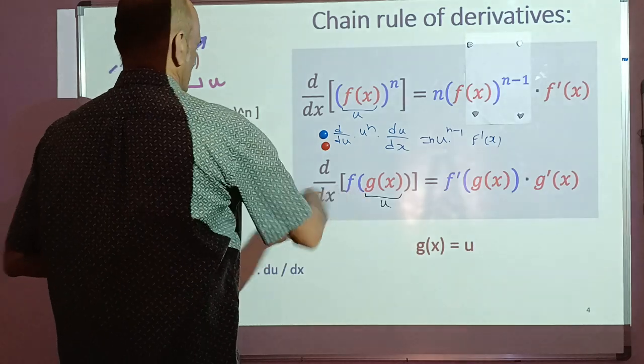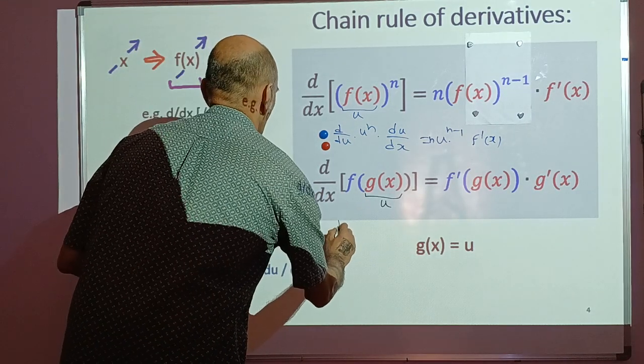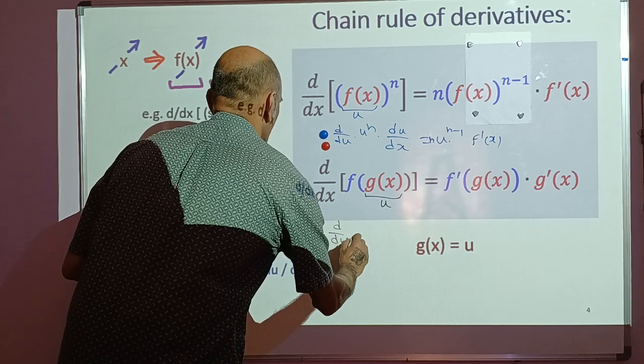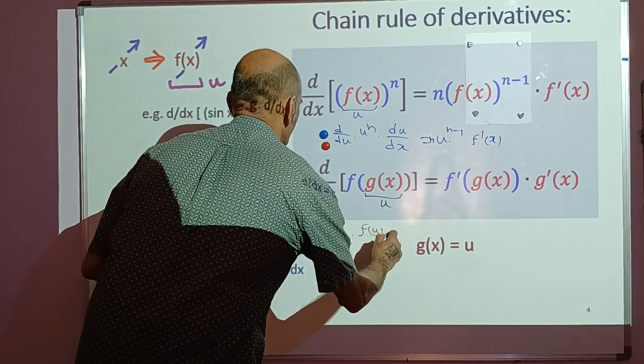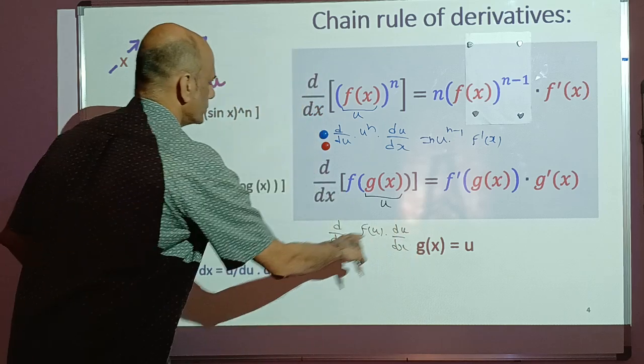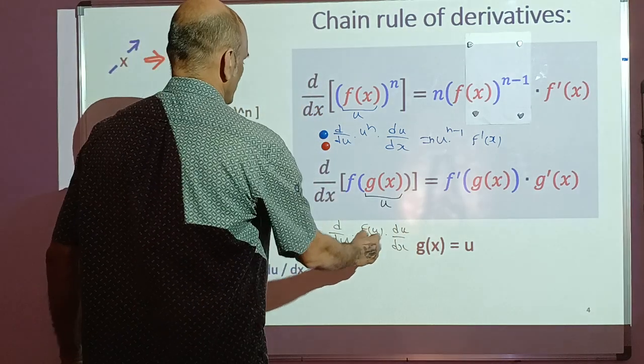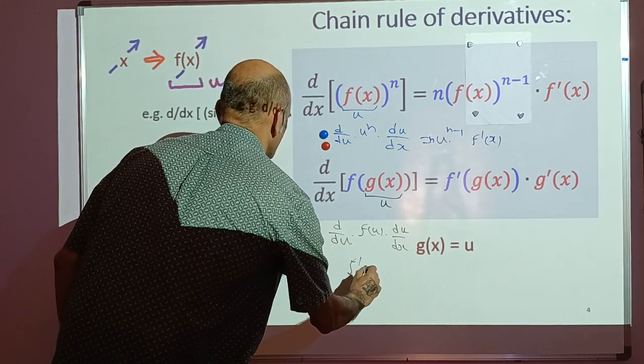So this I can write as d by du of f of u into du by dx. Du and du will cancel, so I'll get this one. And d by du of f of u is f dash u.